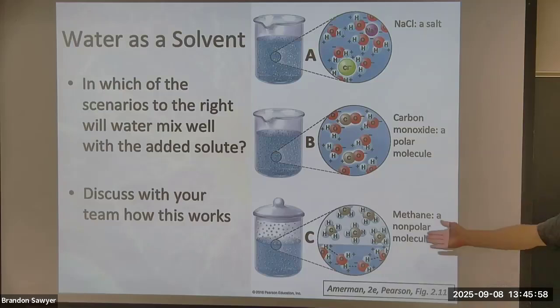But when we have a very non-polar molecule like methane, water can't pull it apart, so it just ends up making two separate layers. When you put oil in water, it's the same kind of idea. It makes two layers because it doesn't mix up or dissolve.